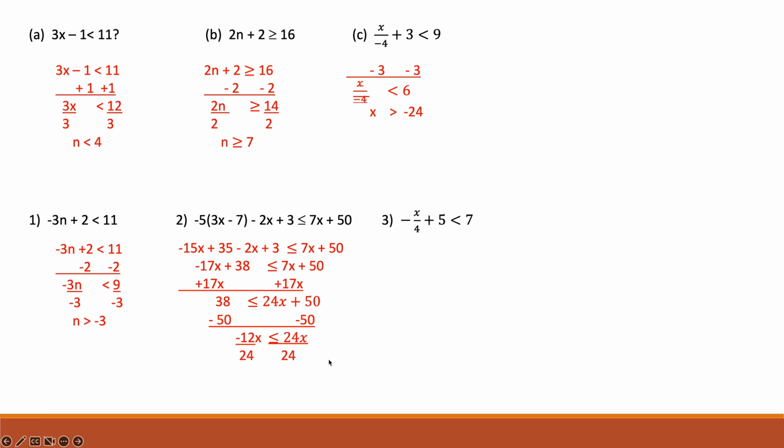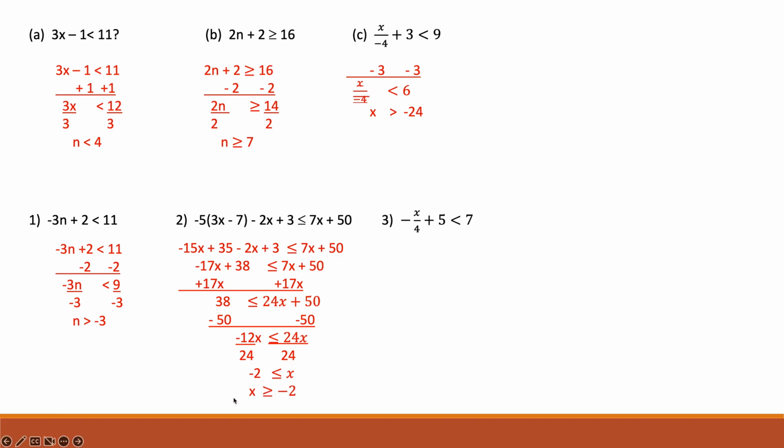Then I divide by 24, and this is strange now, because I get the x on the right, which I don't normally get. Negative 2 is less than or equal to x. And if you remember, we ended the last lesson by showing that there's another way to write this: instead of putting the x on the left, we put the x on the right, or on the right, we put it on the left.